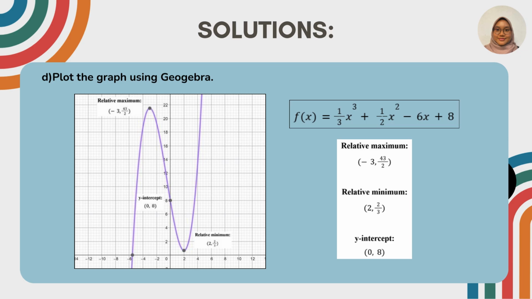Since the highest power of x is x cubed and the coefficient is positive, the graph is a cubic curve that goes downward on the left and upwards on the right. Using GeoGebra, the graph is plotted with the relative maximum, relative minimum, and y-intercept clearly shown. Please complete the sketch of the graph for question 1D.